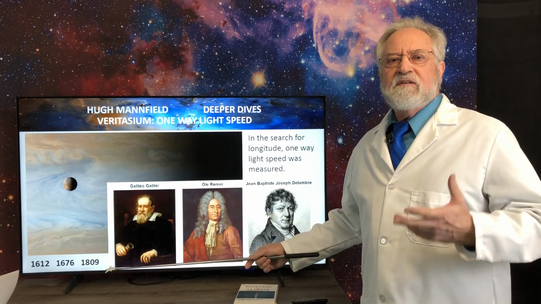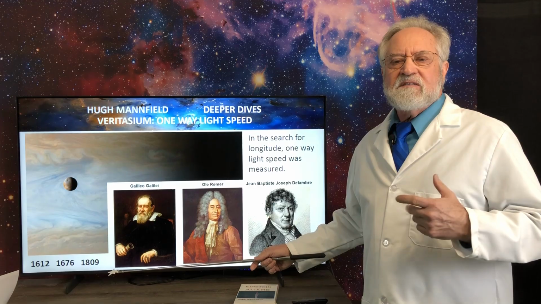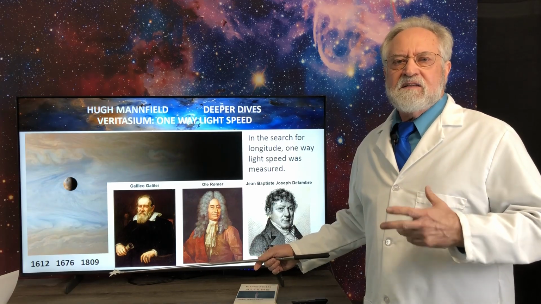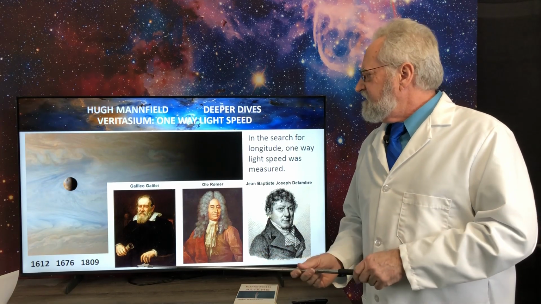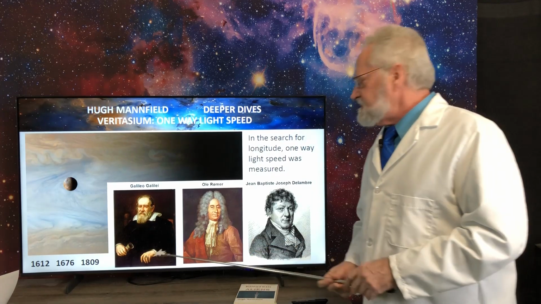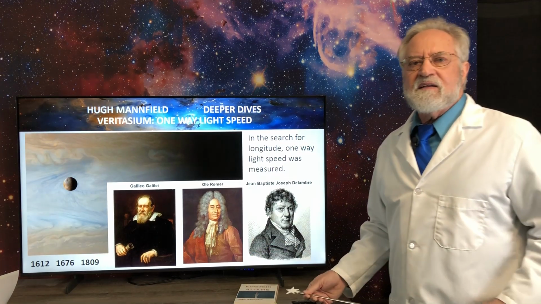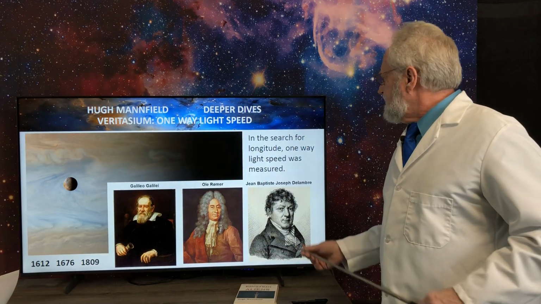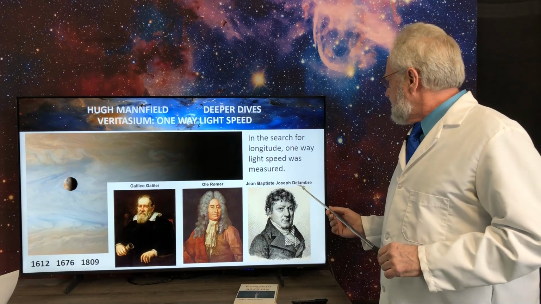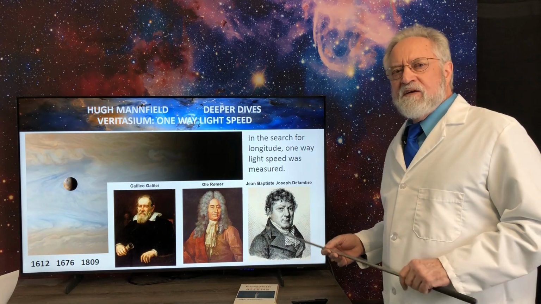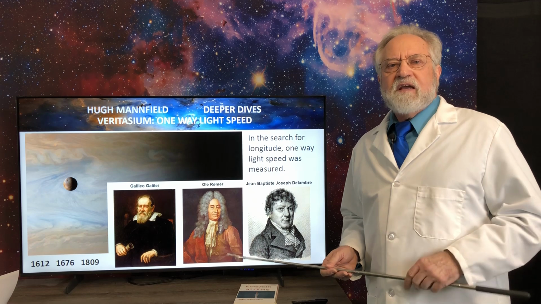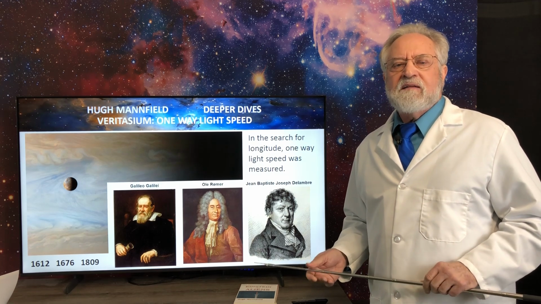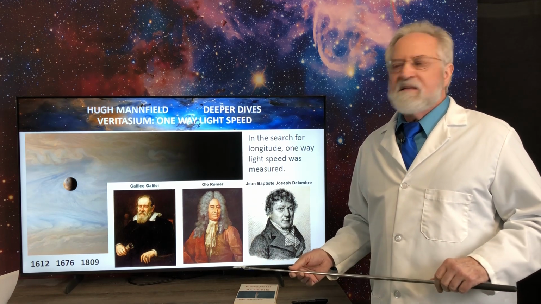But it took a while for Ole's theory to catch on. As people continued to use Galileo's method, they kept finding these discrepancies. And eventually, by 1809, there was enough data that had been collected that Jean-Baptiste Joseph Delambre, I hope I got that right, was able to calculate the speed of light more accurately based on these measurements.